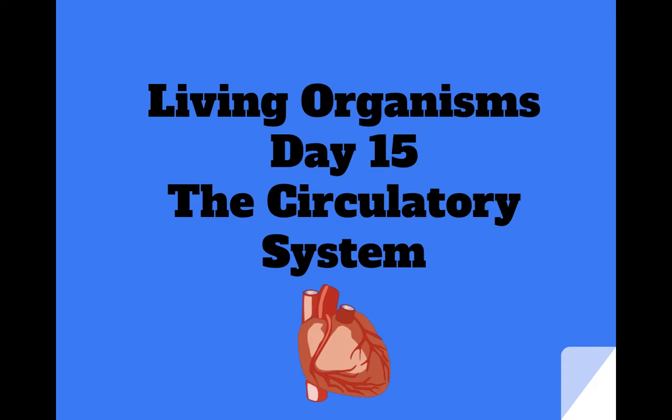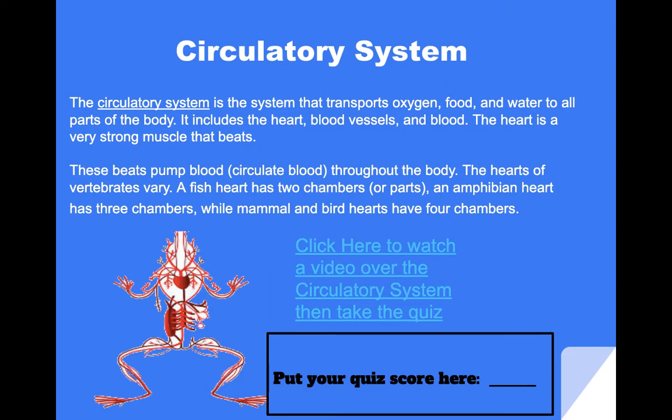All right, now let's get into the circulatory system. I'm getting pumped up now. I'm excited about all these systems. My blood's pumping, my heart's moving, and that's what the circulatory system is. The circulatory system is the system that transports oxygen, food, and water to all of the parts of your body. It includes the heart, blood vessels, and blood, because blood helps transfer oxygen through your body and other stuff.